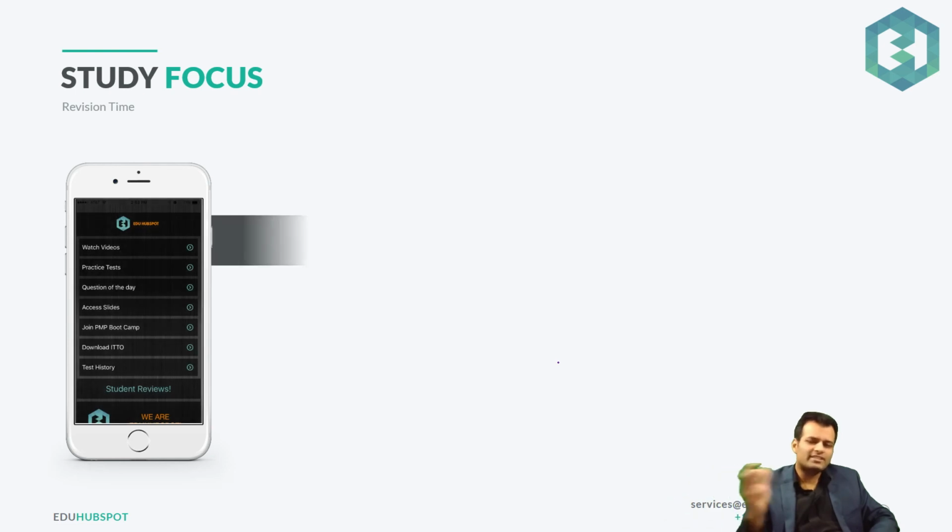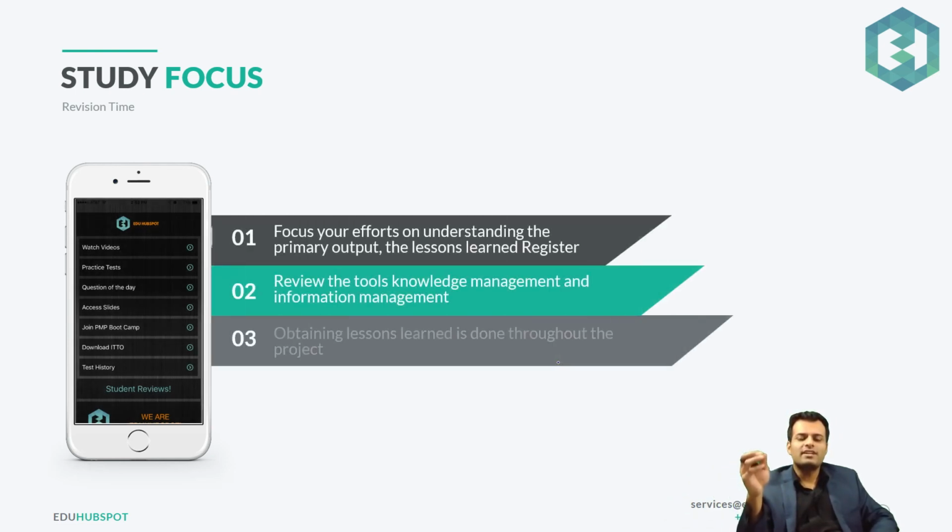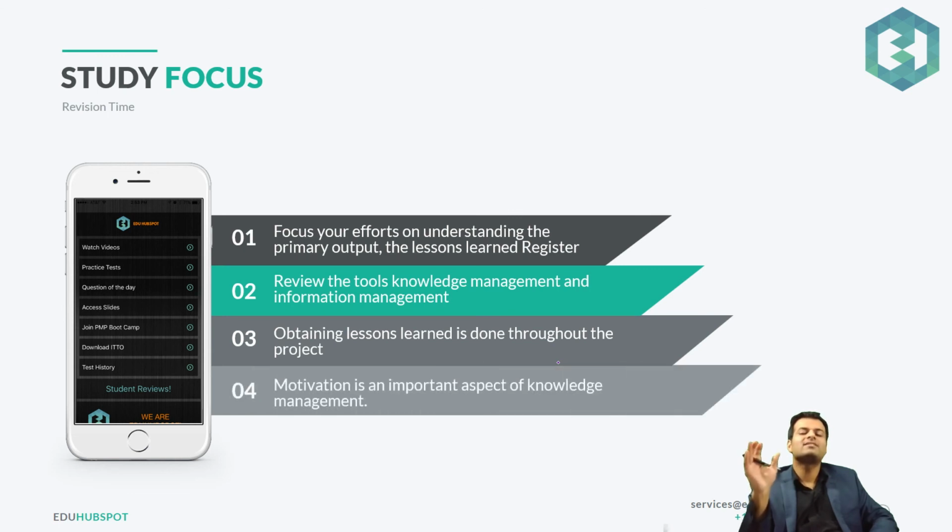Okay, so let's just do a quick revision. Focus your efforts on understanding the primary output, the lessons learned register. As I told you, the lessons learned register is your key output. So this is something which you need to focus on. Make sure you read the bullet points. Review the tools, knowledge management and information management. Understand the difference between knowledge management and information management, and specifically about explicit and tacit knowledge.